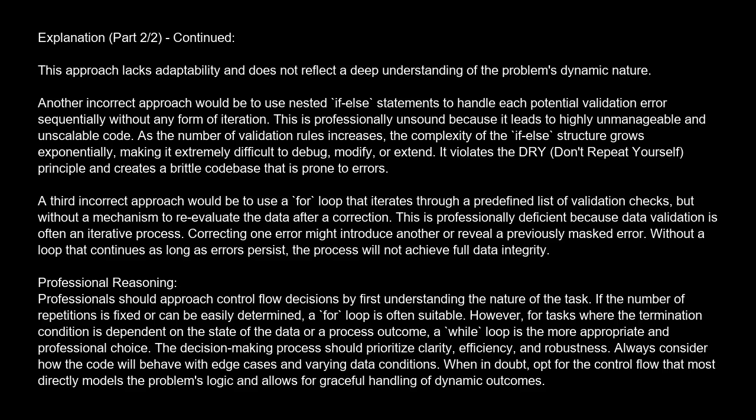Professional reasoning. Professionals should approach control flow decisions by first understanding the nature of the task. If the number of repetitions is fixed or can be easily determined, a for loop is often suitable. However, for tasks where the termination condition is dependent on the state of the data or a process outcome, a while loop is the more appropriate and professional choice.